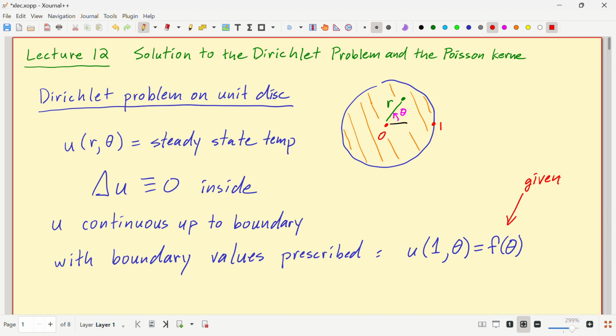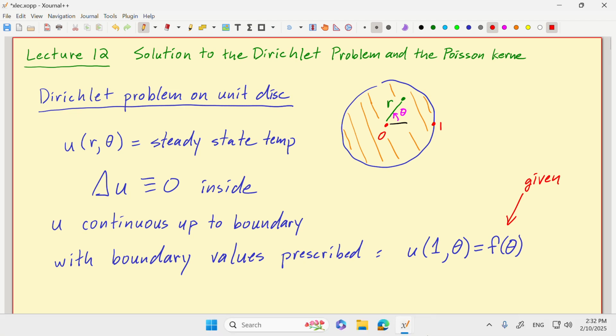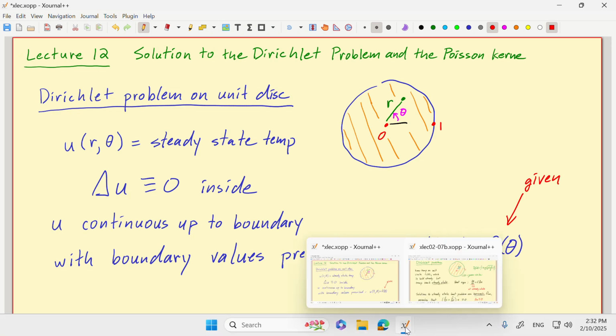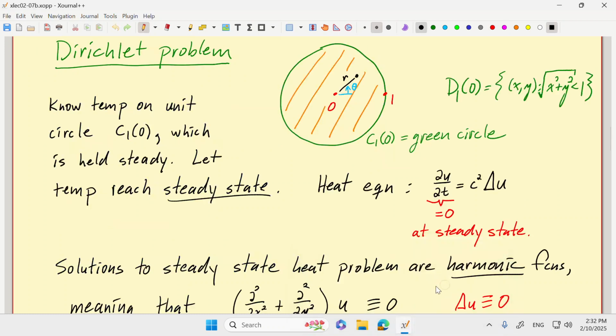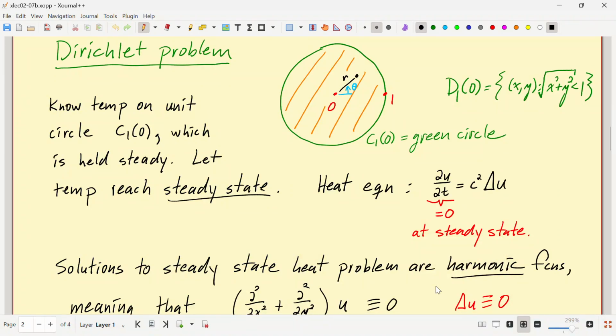Any questions from last time? Let me look at what we did last time. So there's the statement. The heat equation is du/dt equal to a positive constant times the Laplacian. But at steady state, du/dt would stabilize to be 0, and so that goes away, and that's how we're left with the Laplace equation.